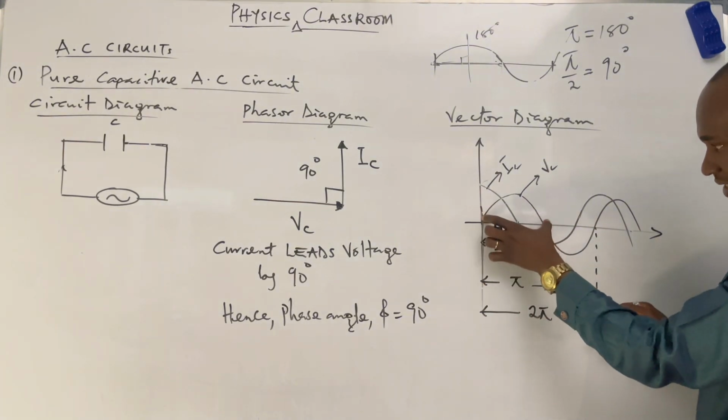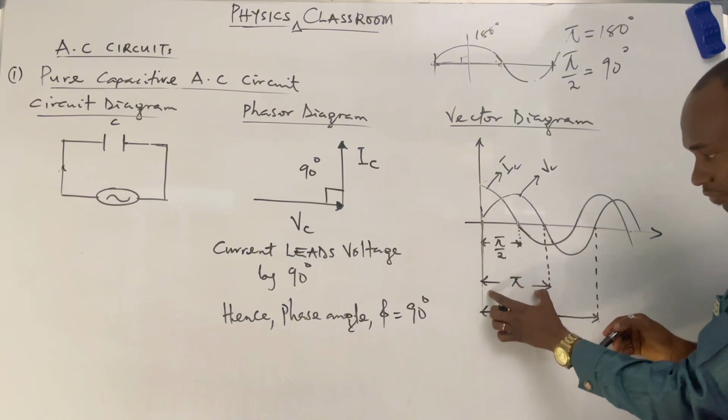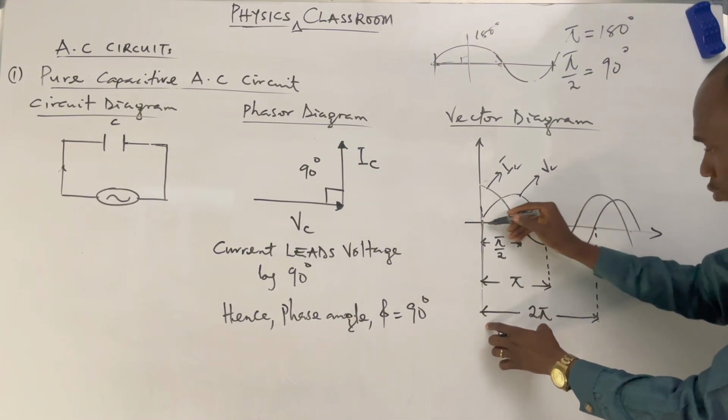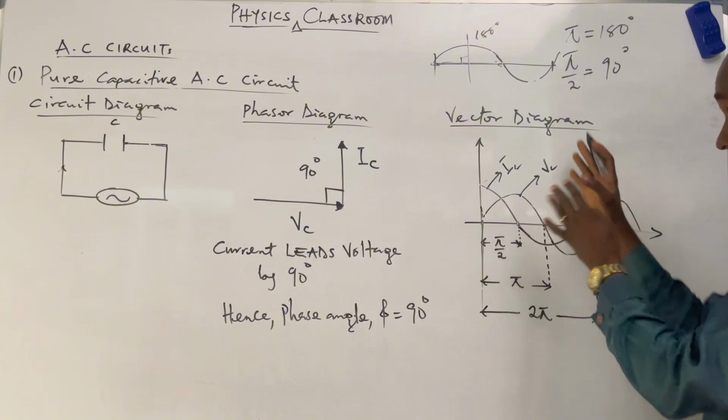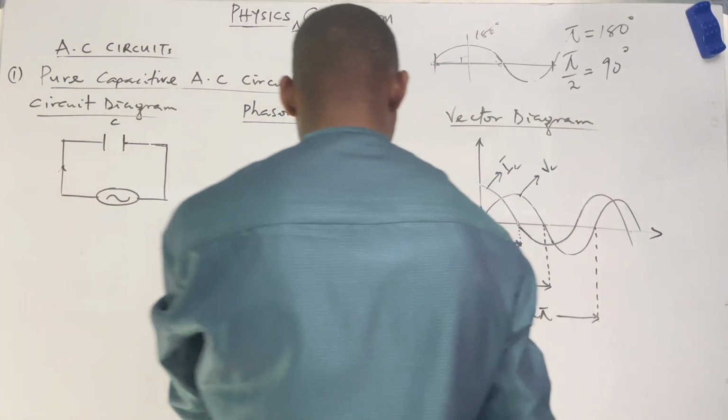That's why we have 90 here, pi over 2. Here, this is a complete semicircle, that is representing a straight line, which is pi, 180. And this is 2 times of it. Look at 1, 2. So that's how we read this vector diagram. I believe you understand. That should be clear.